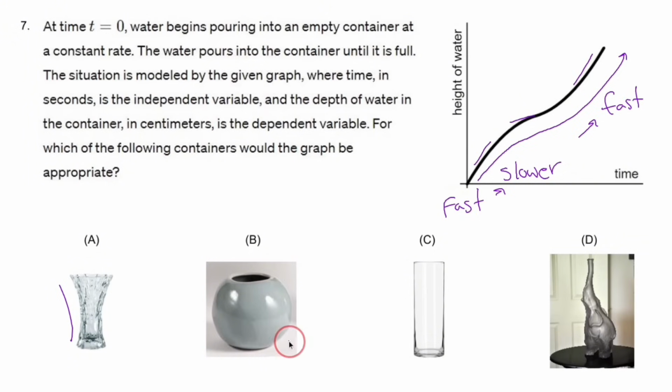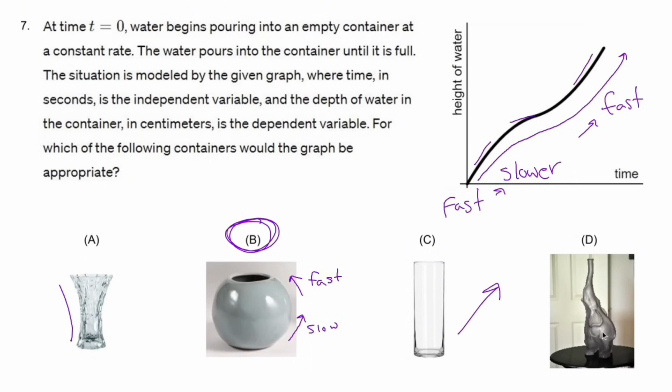So it goes slower, slower, slower, and then all of a sudden it picks up the speed again because the width of my shape gets skinny again. So it starts normal, gets slower, and then starts picking up the speed. So B seems to do the trick. Now, what C would look like is it's going to fill up at a constant rate. So the graph of that's going to look like this.